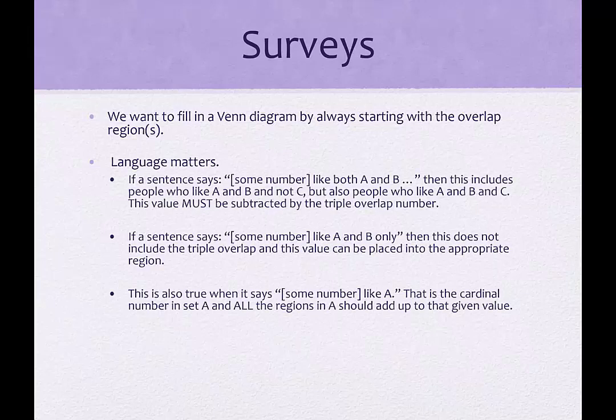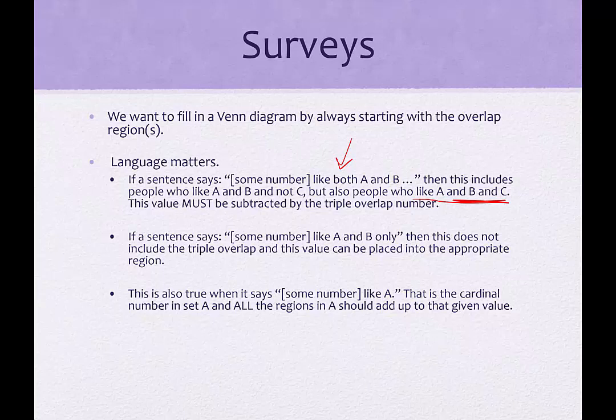If a sentence says some number of people like both A and B, then this includes people who like A and B and not C, but it also includes people in that triple overlap who like A and B and C. This value, the triple overlap, must be subtracted from this number, and that number gets placed in that region that doesn't include the triple overlap.